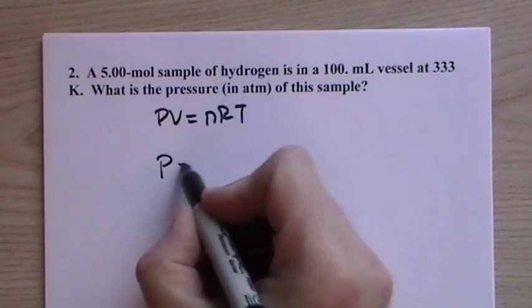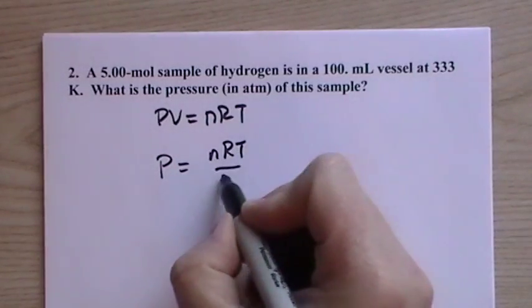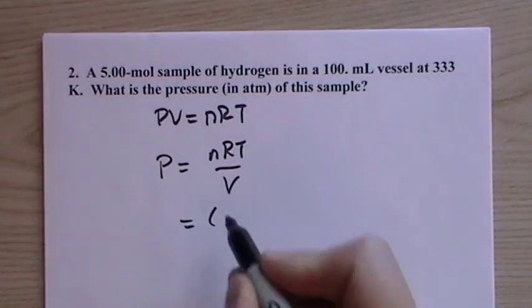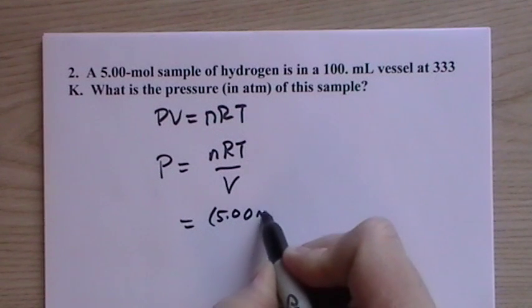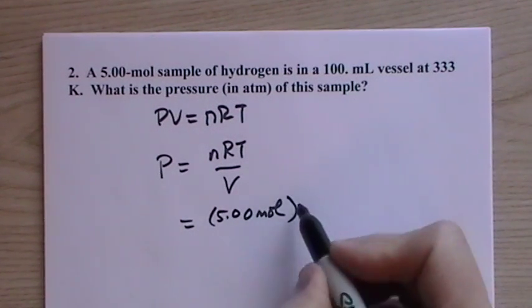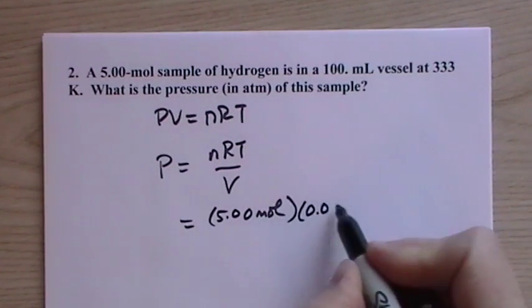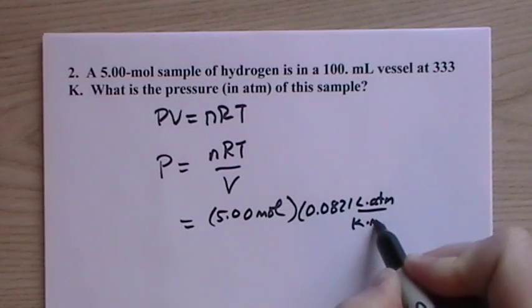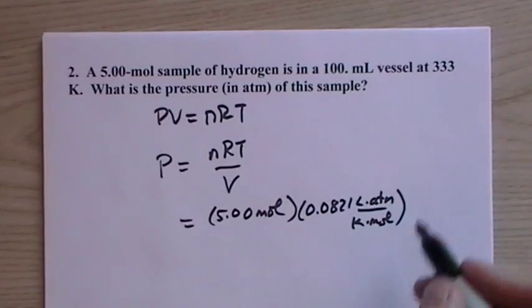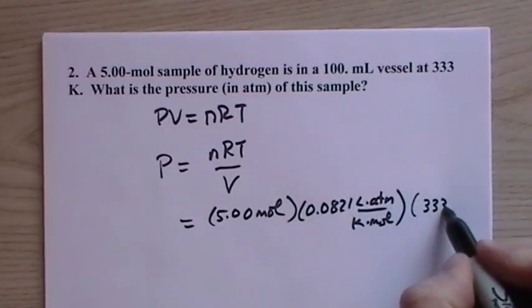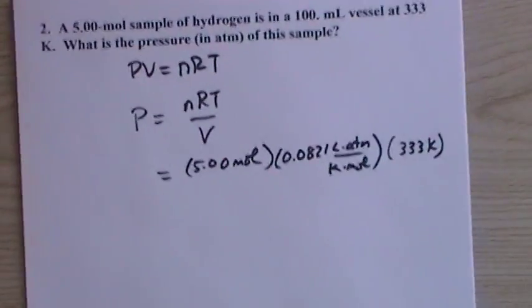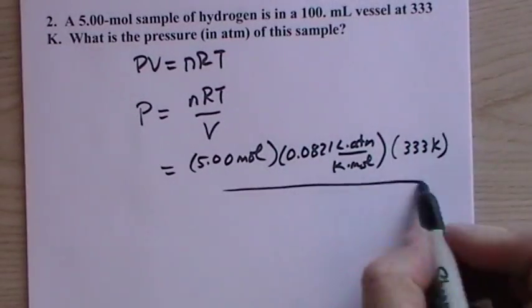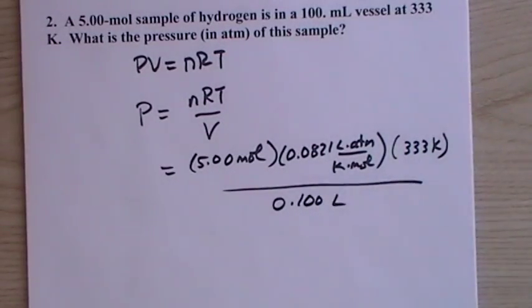So the pressure is going to be nRT over V. Number of moles is 5. That's given in the problem. R is 0.0821 liters atmospheres per kelvin mole. The temperature is 333 Kelvin. They gave it to us in Kelvin, so that's nice. And the volume is 0.1 liter.